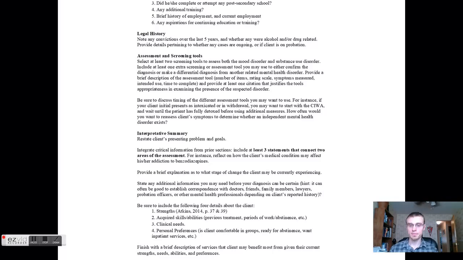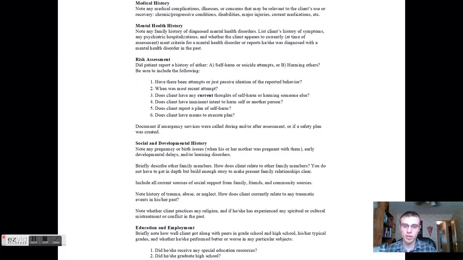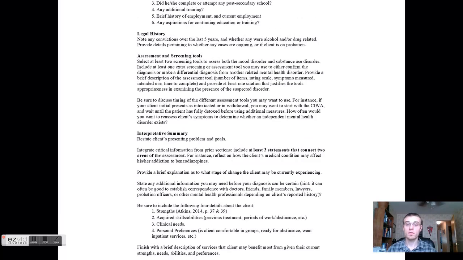Then we go to the interpretive summary. Restate the client's presenting problem and goals, and then we want to integrate critical information from prior sections. Include at least 3 statements that connect 2 areas of the assessment. For instance, reflect on how the client's medical condition may affect his or her addiction to benzodiazepine. So really go back and look at these sections and think about how these things can relate. Medical, mental health, social developmental, maybe something when it comes to the family stressors. I want to see you linking a few of these concepts together, 3 at least.